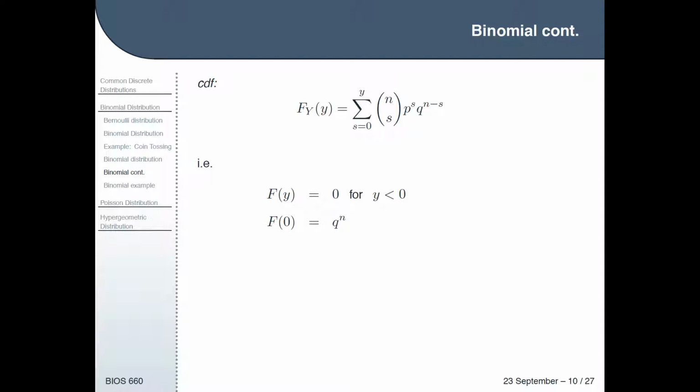So in general, f of y is going to be 0 if y is less than 0, since the smallest possible value for the binomial distribution is 0. The probability that y is less than or equal to 0 is equal to the probability that y is exactly equal to 0, which is of course q to the n. The probability that y is less than or equal to 1 is the probability of getting 0 or 1 success, which is q to the n plus n times p q to the n minus 1. Likewise for f of 2, etc.